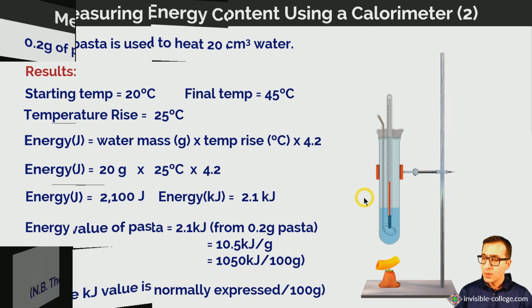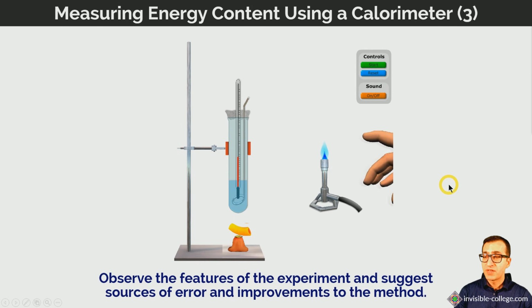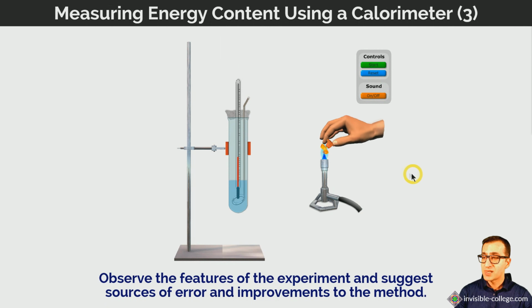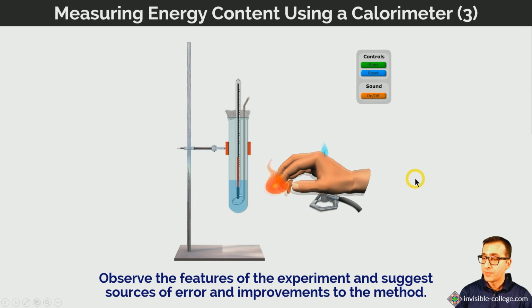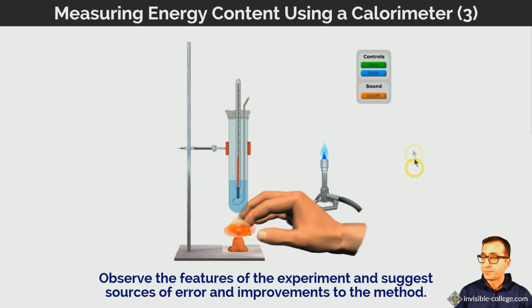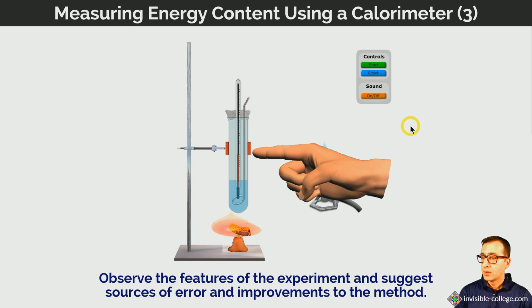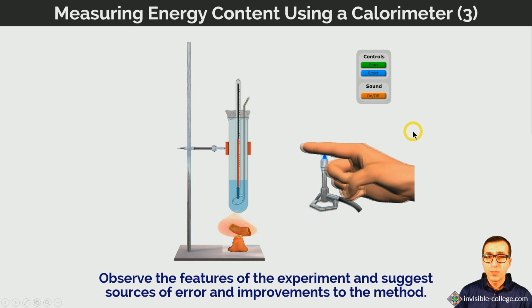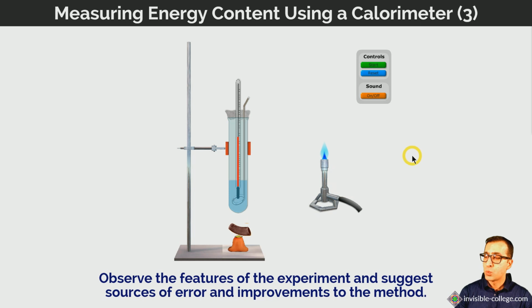So now we also need to know some of the actual features of the experiment. So this is essentially demonstrating the procedure that we've already talked about. So we can see the temperature rise here. So you might want to consider at this point what would be the sources of error in this investigation. So let's take a look at those now.